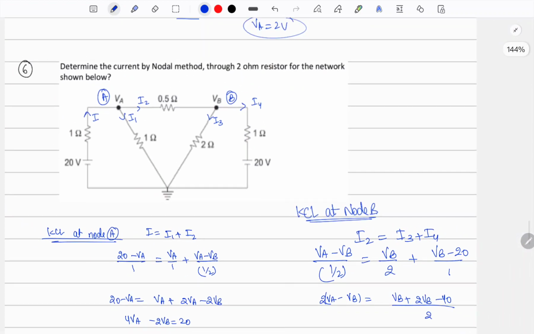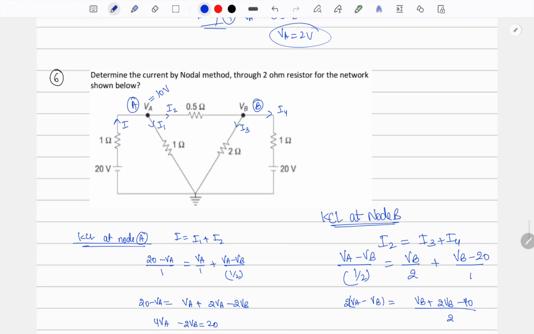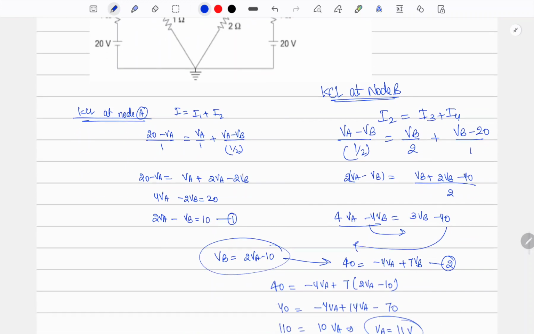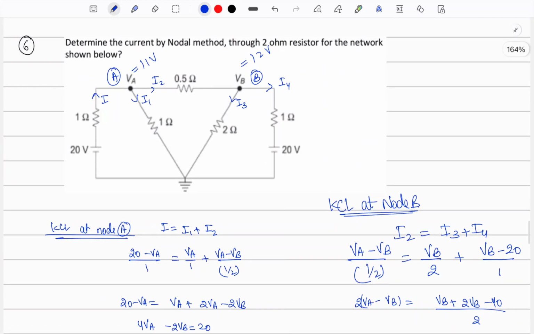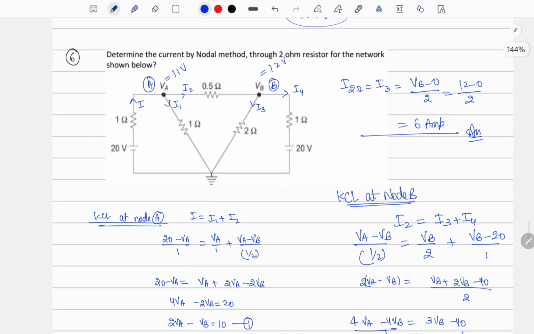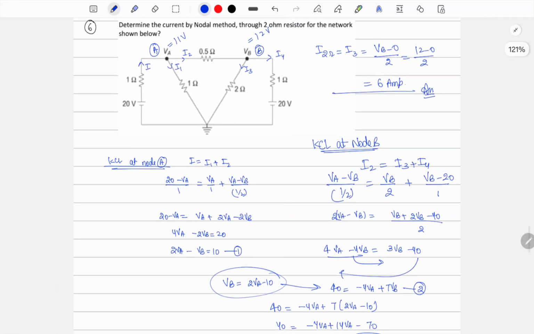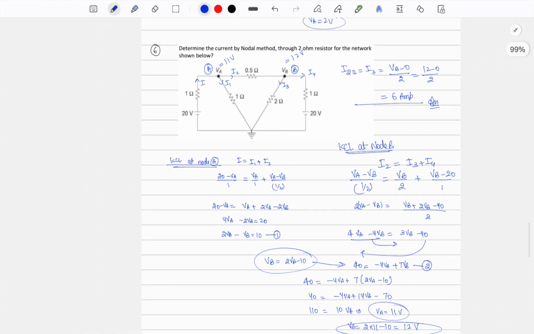Now we know VA is 11 volt and VB is 12 volt. Then we have to find the current. So the current in the 2 ohm resistor is I3, which is VB minus 0 divided by 2. That is 12 minus 0 divided by 2, that is 6 ampere. That is the answer. Any doubt, you can comment in the comment section.